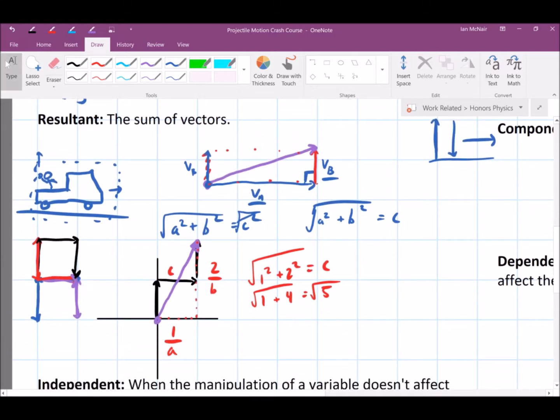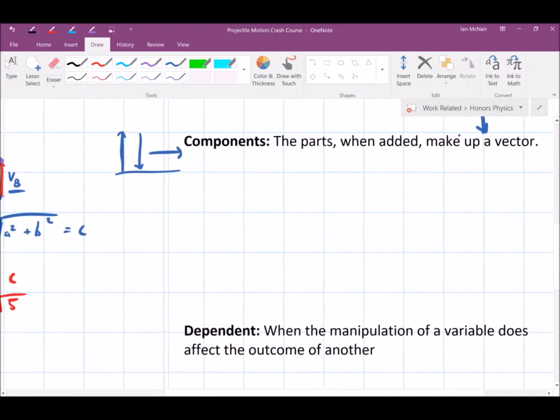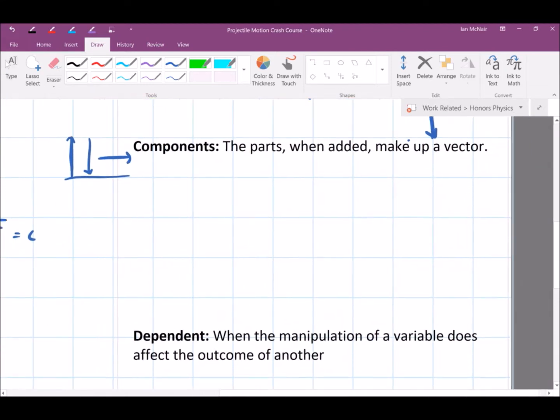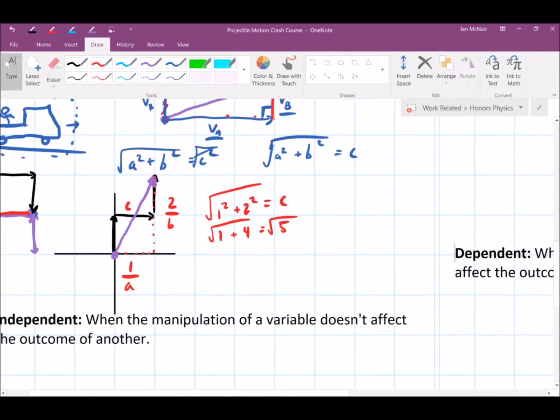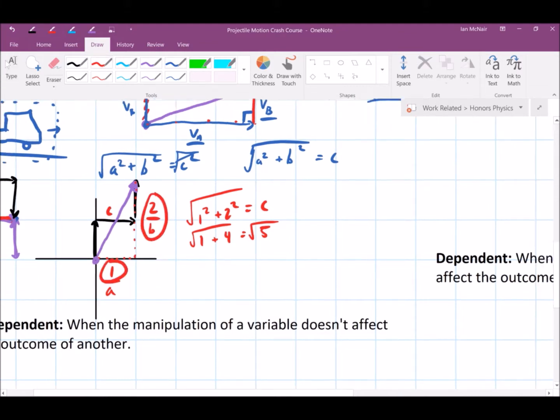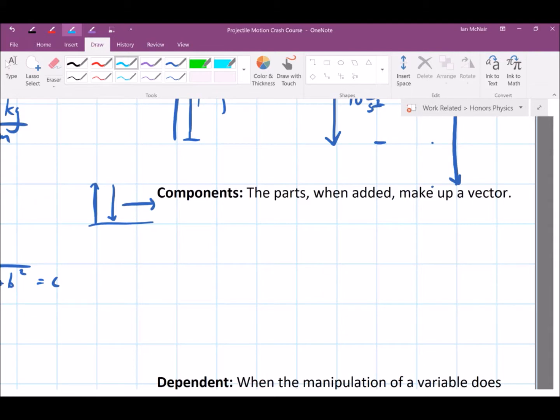So that was a lot, and I hope you're not feeling overwhelmed, but this is basically just saying, when you add vectors up, what you get is called the resultant. And what's really nice is it says components, parts that when added make up a vector. We actually just did that. For this previous question, this 2 and this 1, those were the components, right? Say this was the resultant after you added the vectors up.